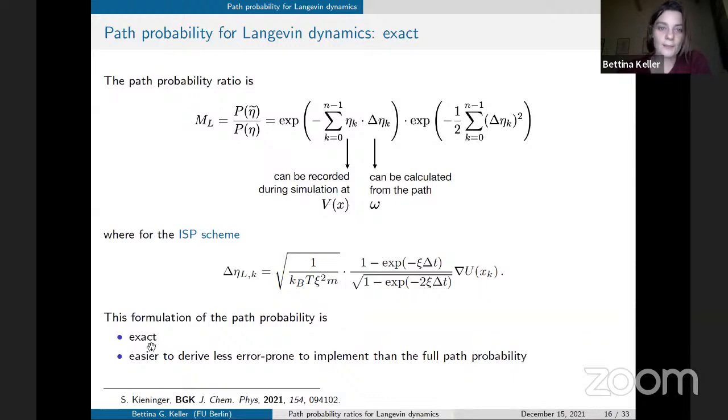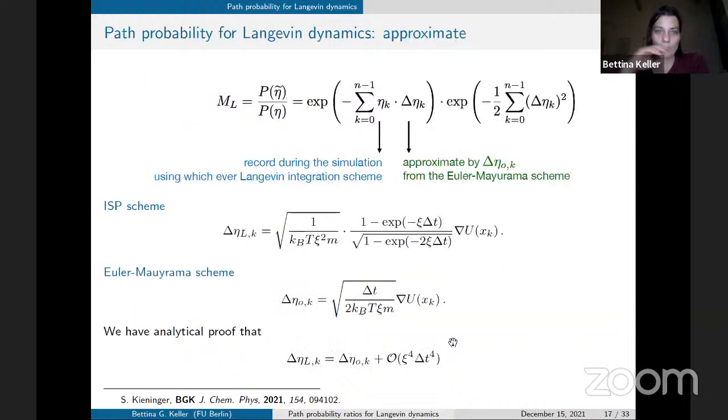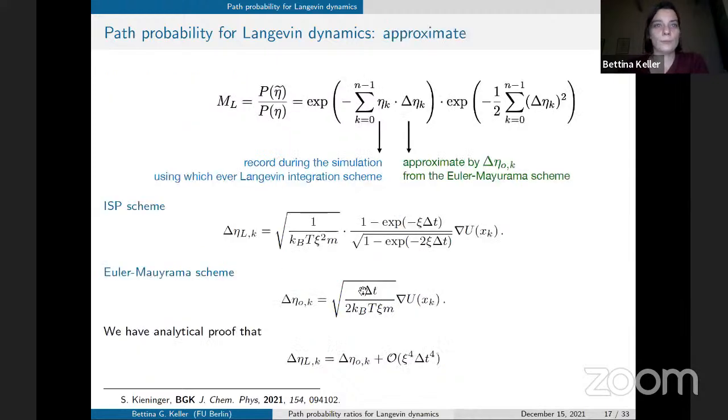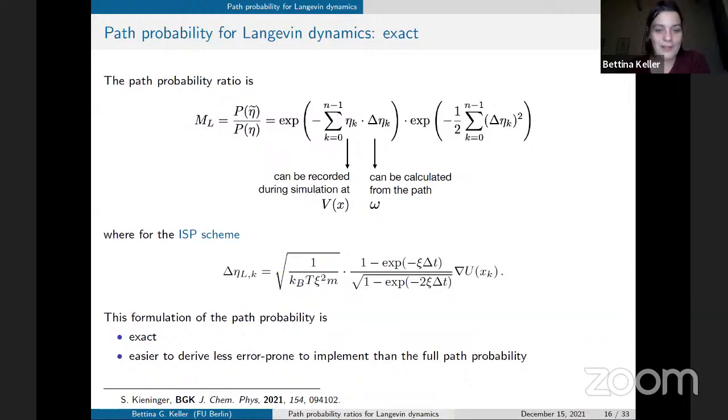So this is exact, and it's much easier and less error prone to implement than calculating the full path probability in terms of positions. We also derive the full path probability, but this is really a much cleaner and simpler formulation. So with this, we can now do exact reweighting for this ISP scheme.